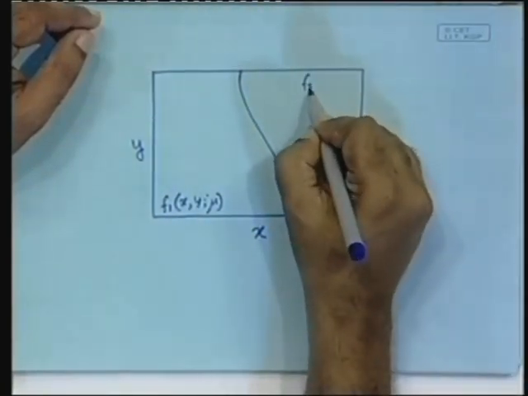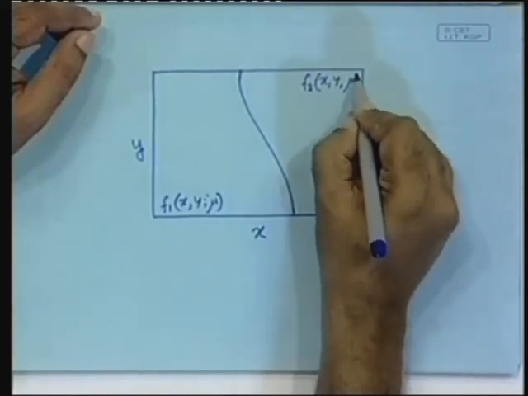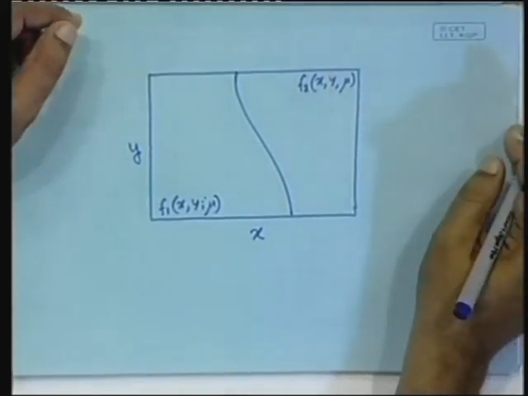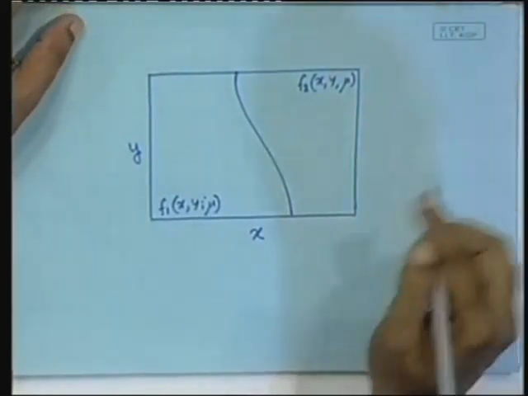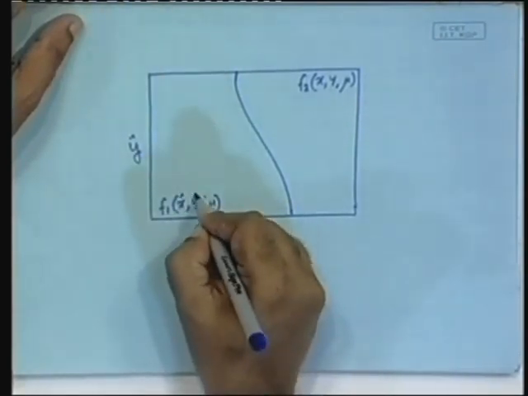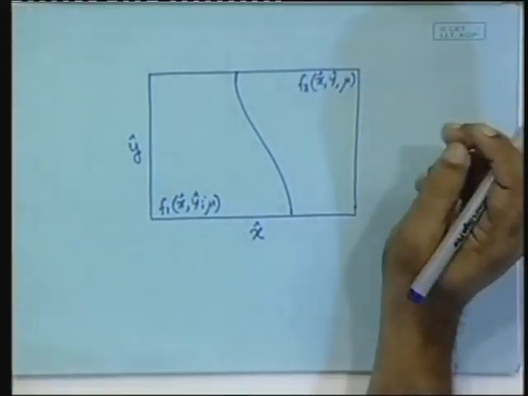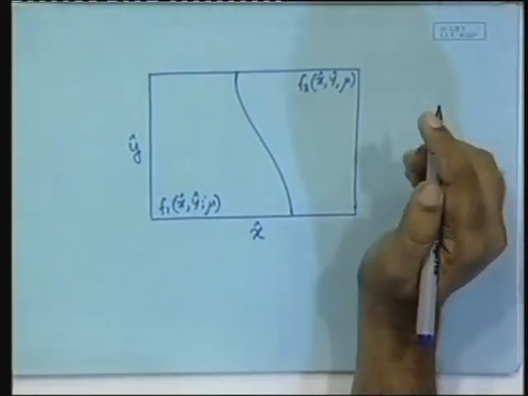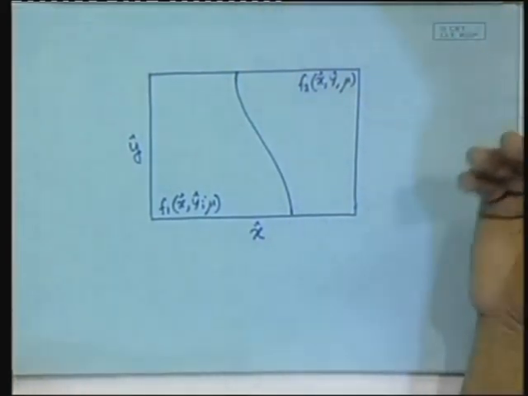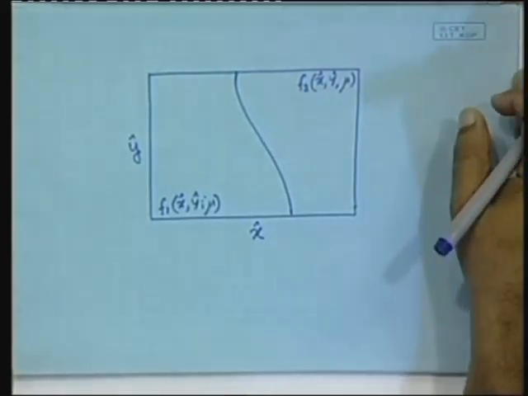And this is f 2. Initially, let us consider the situation with hats. That means the state space is the x hat, y hat state space. Why? I will come to that later. This is necessary so that we can later deal with a relatively small number of notations.